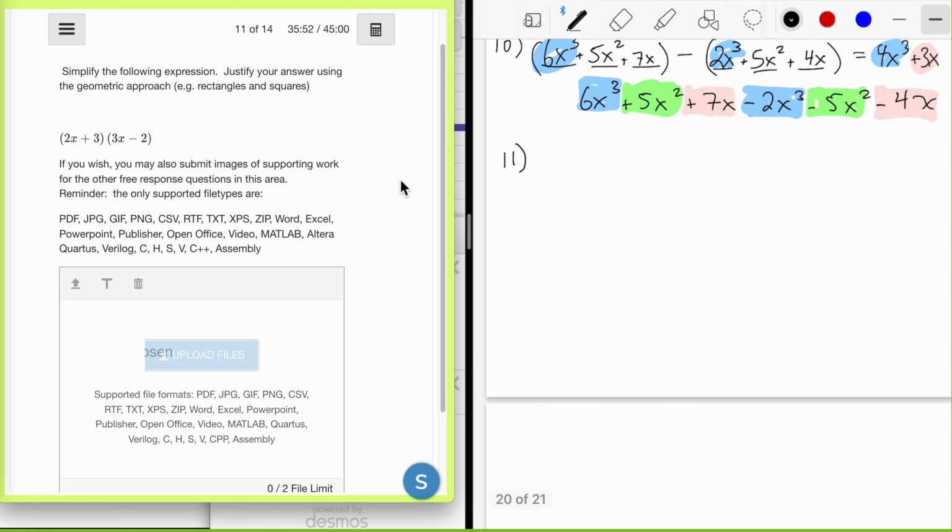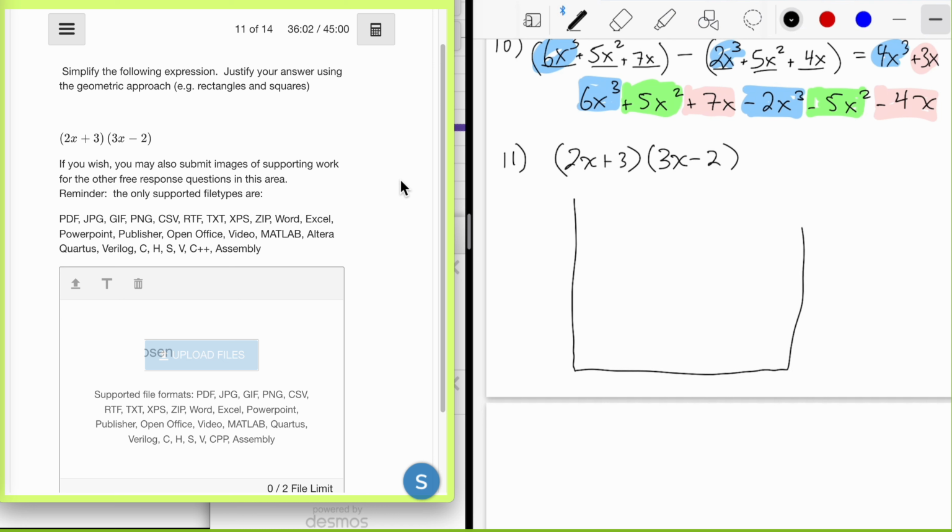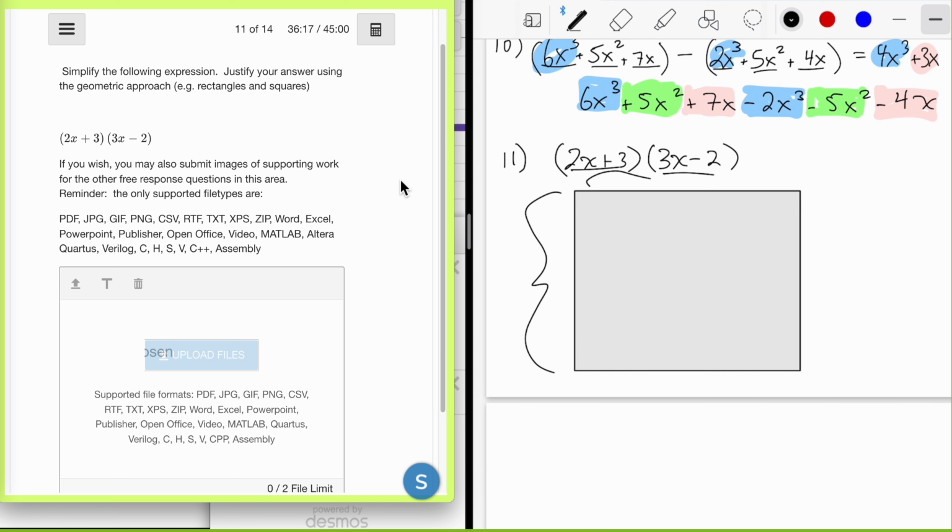So we have 2x plus 3 and 3x minus 2. We start off with a big old rectangle. I'm sorry, big old square. We'll use squares and rectangles. It's a little more rectangle-y than I would like, but what we need to do is have each of these expressions represented as a dimension of the square.